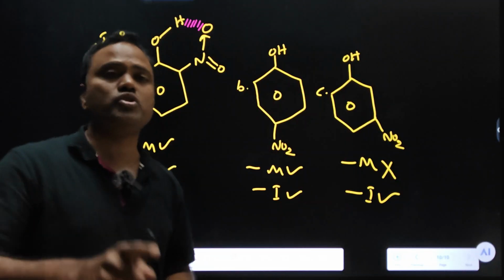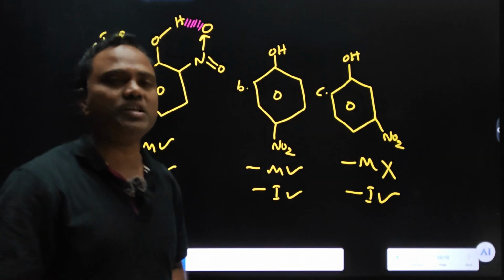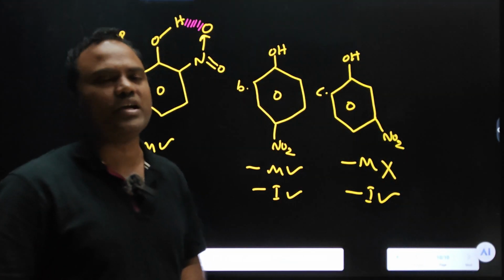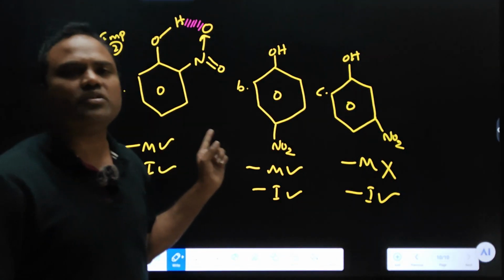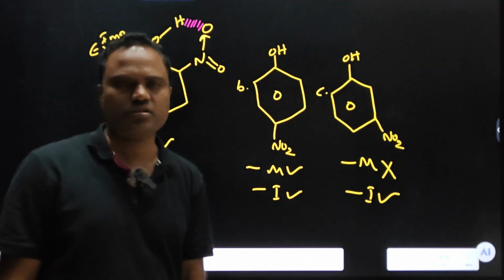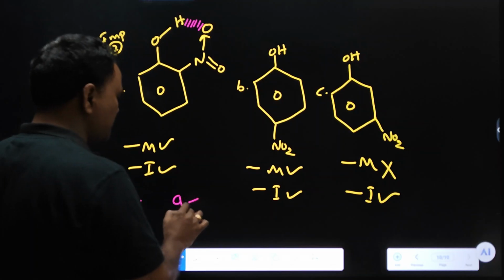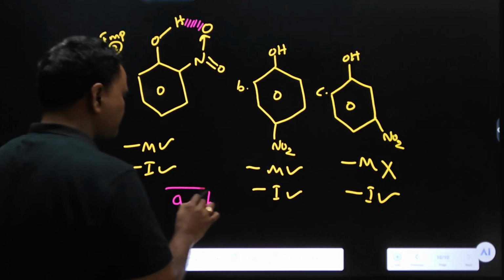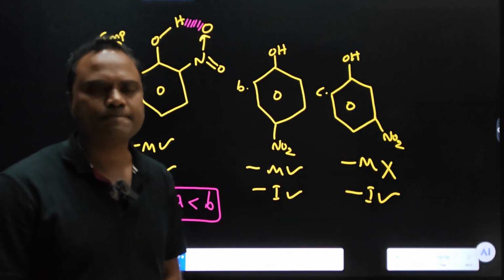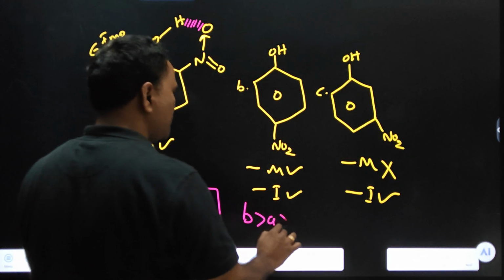Because of hydrogen bonding. Which type of hydrogen bonding? Intramolecular. Intra means within the same molecule. We have two types, inter and intra. Because of intramolecular hydrogen bonding, release of H plus is difficult. So orthonitrophenol's acidic nature is less compared to paranitrophenol. Very important question. Clear? So A, orthonitrophenol, is less acidic. A is less than B, B is more acidic. Overall order: B greater than A greater than C.